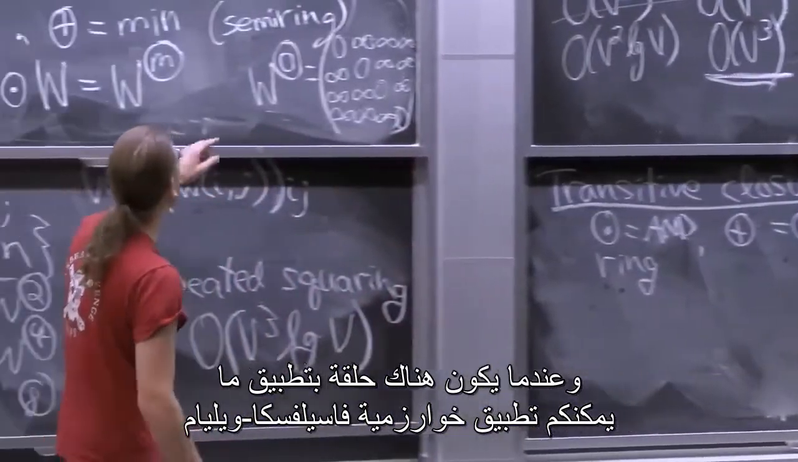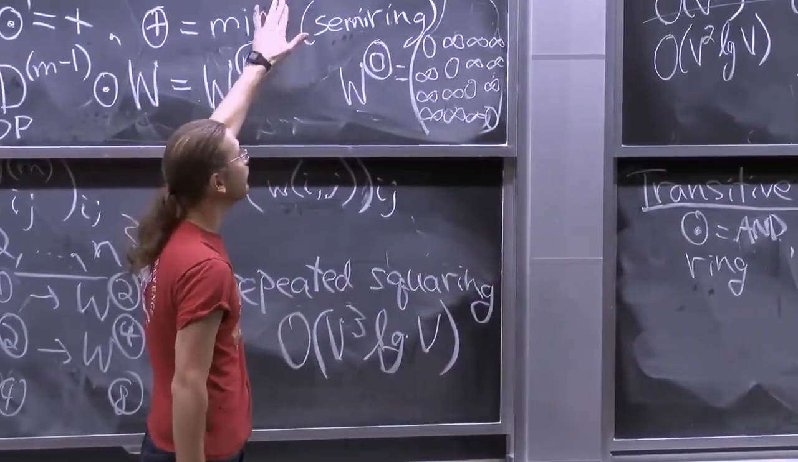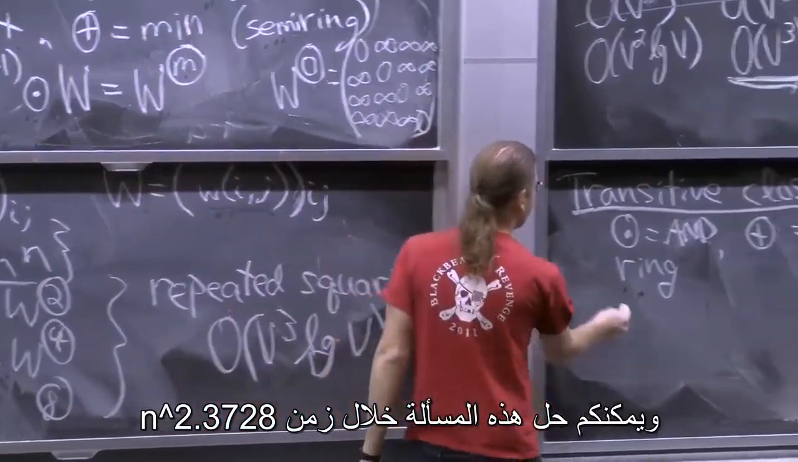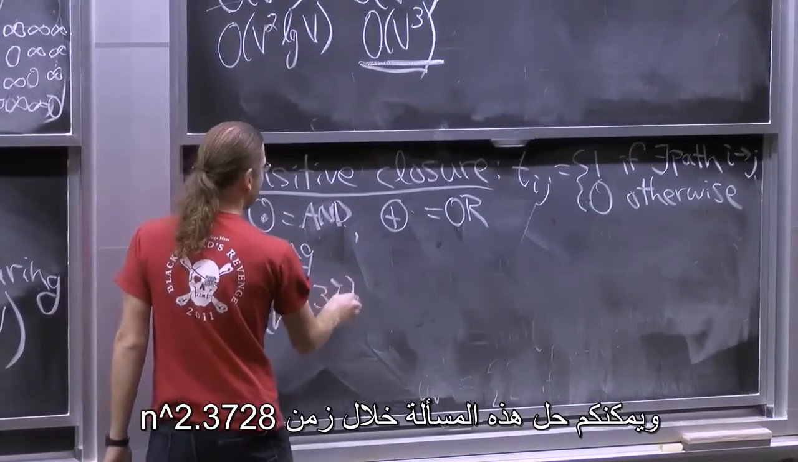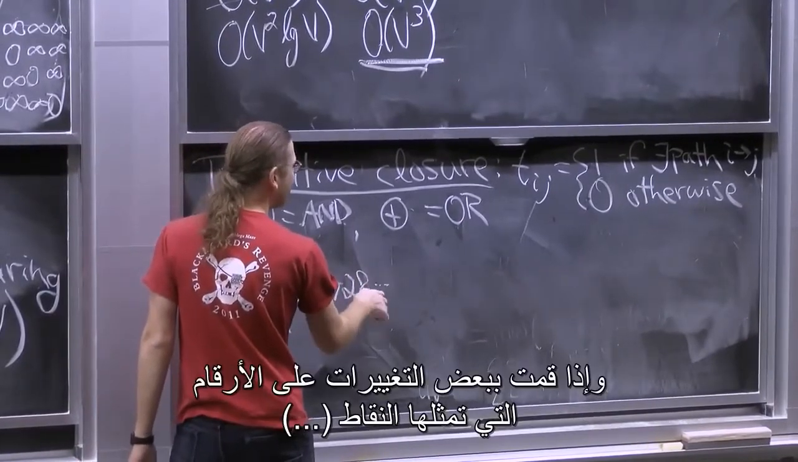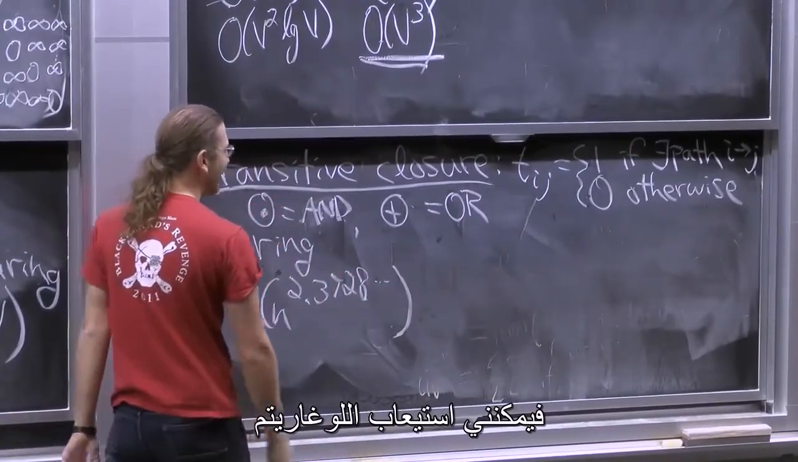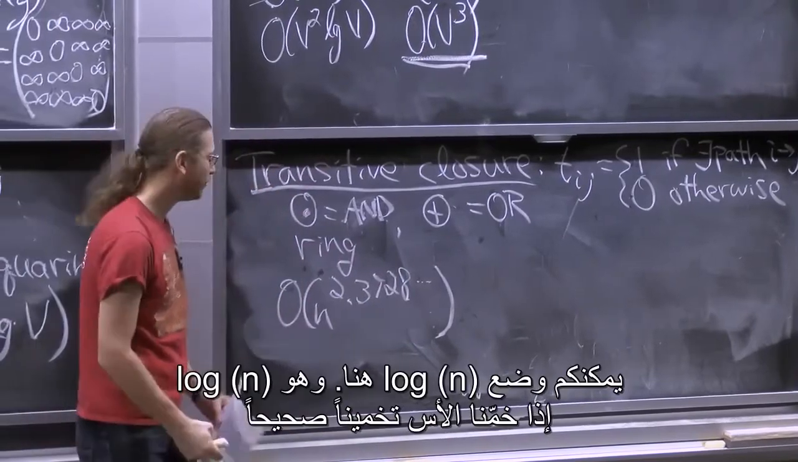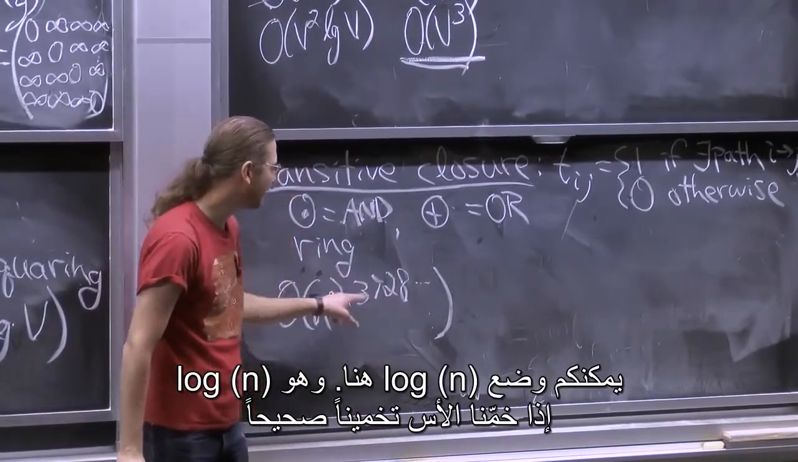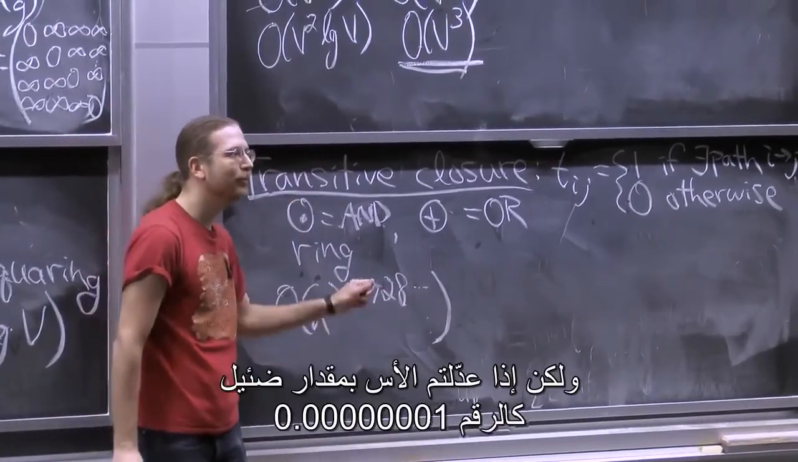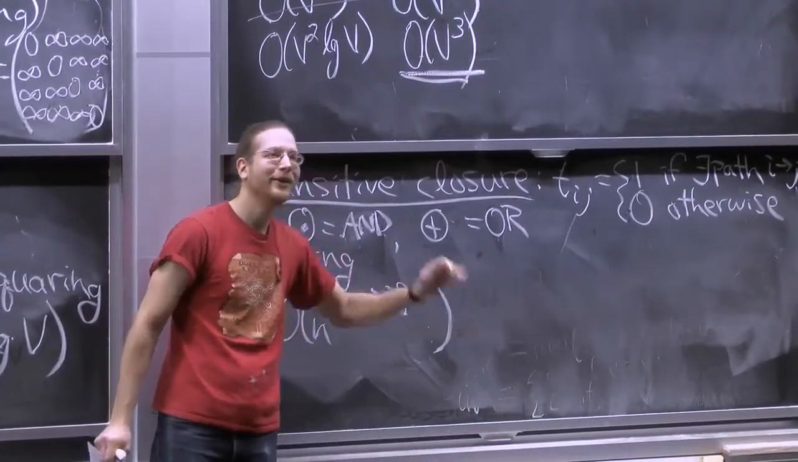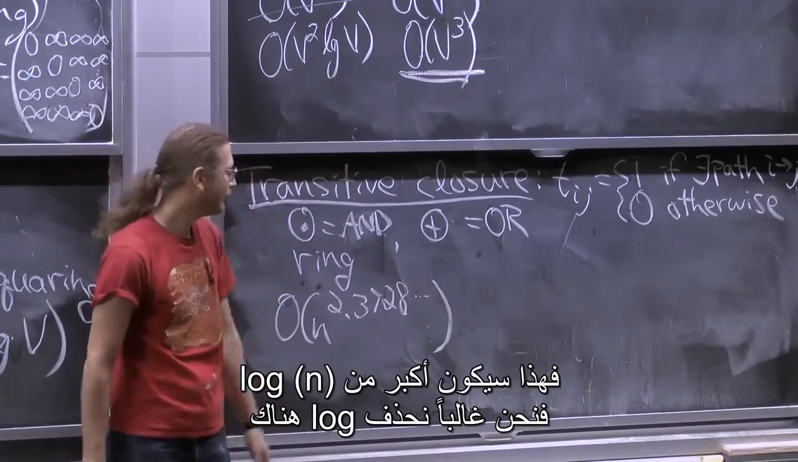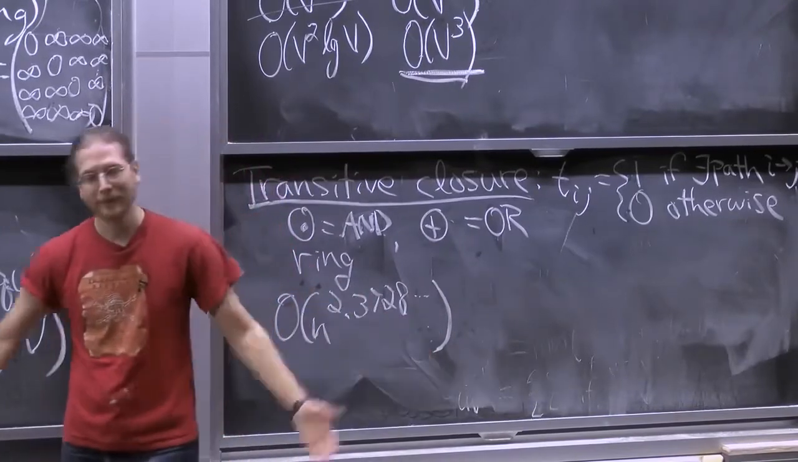You can apply Vassilevska Williams, and you solve this problem in n to the 2.3728. And if I just make a little change, I can absorb the log. So you could put a log n here, and it's log n if you get the exponent exactly right. But if you just tweak the exponent by 0.000000001, that's bigger than log n. So we usually omit the log there. Cool.